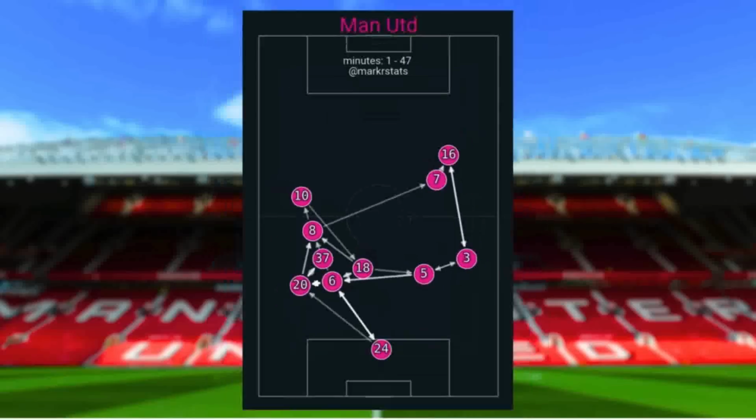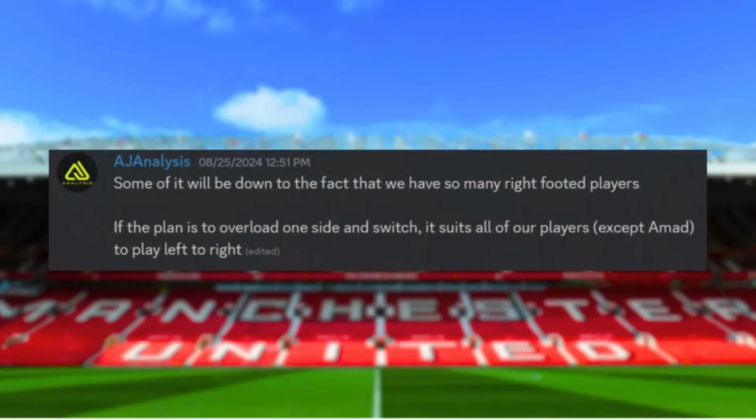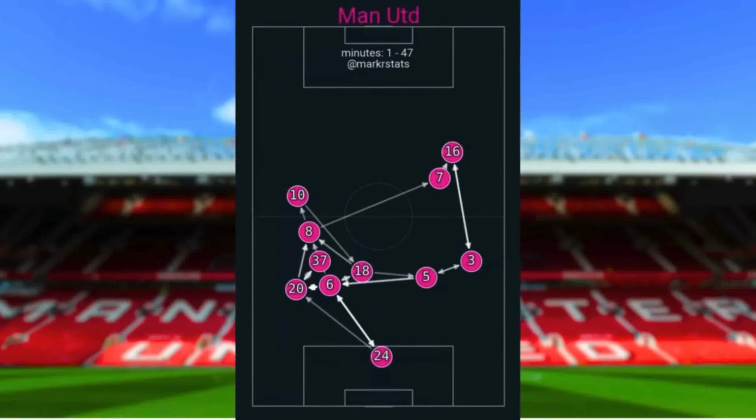So since the game against Brighton at the weekend, there has been a lot of talk about this. I have given my thoughts on the Discord server, but at the time I didn't really feel that it warranted a video. However, I've seen other people talking about it, and I think in some places there is a bit of a misunderstanding. So basically I want to address this Manchester United shape, because there are clearly two main problems.